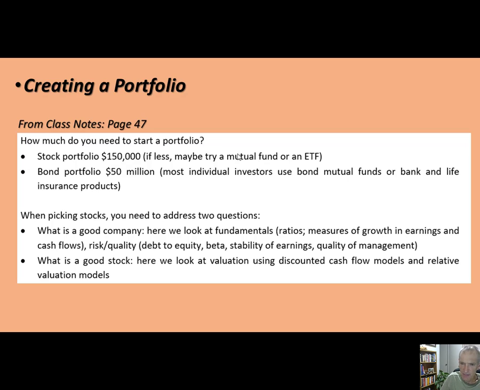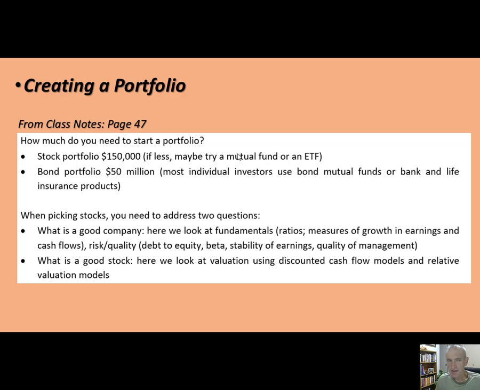A small lot means you're a small trader. You're not doing round lots. You're not buying 100 issues or 100 shares. You're going to pay a hefty fee to do that. So you generally have to have a fairly large portfolio. Most individuals will buy bond mutual funds, or bond exchange traded funds, or bank or life insurance products.